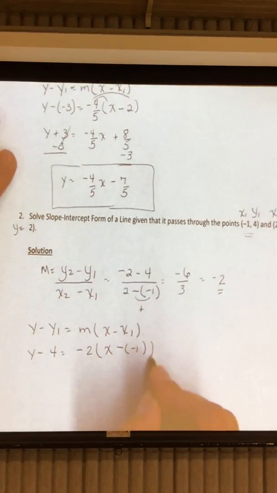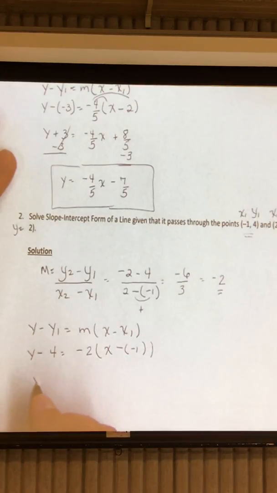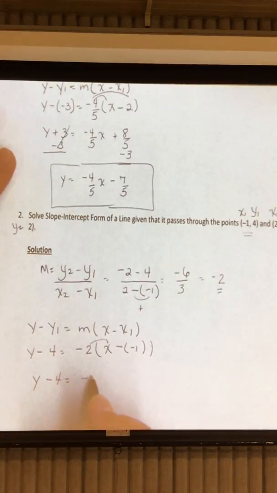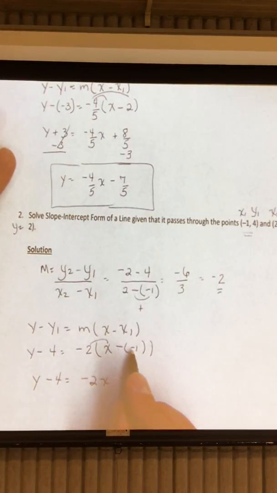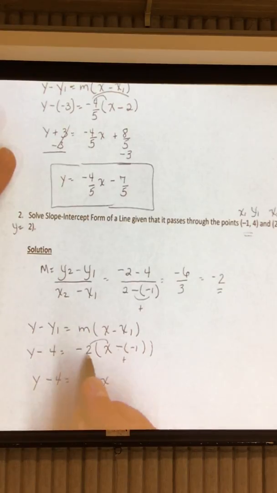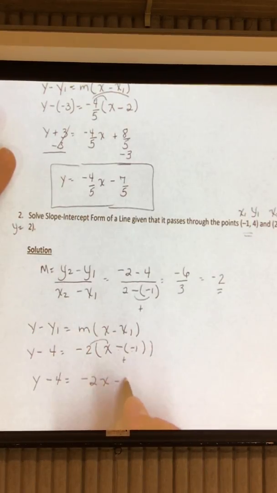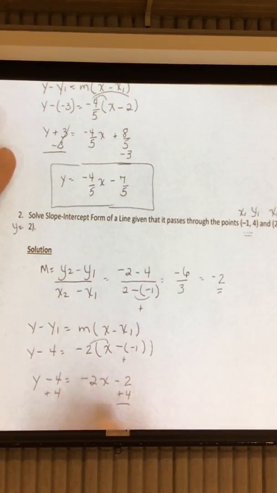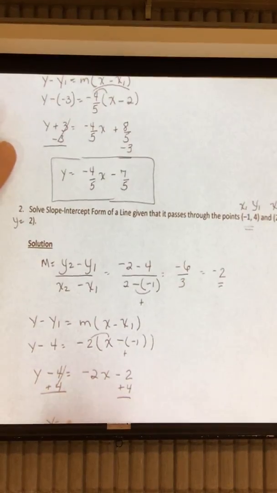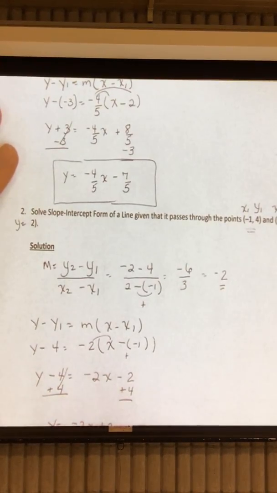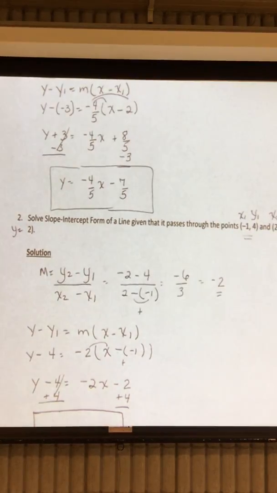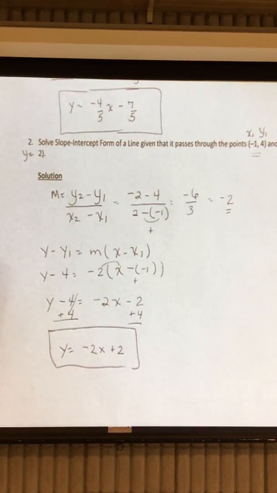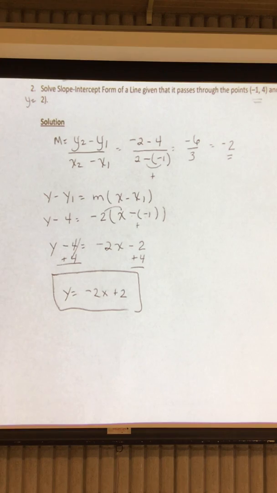So now, distributing and solving, we have y minus 4 is equal to -2x. Again, a negative times a negative becomes a positive. So a positive times a negative is negative. So we're left with -2. Adding 4 to both sides, we have y is equal to -2x plus 2 is our equation. Moving on to problem number 3.